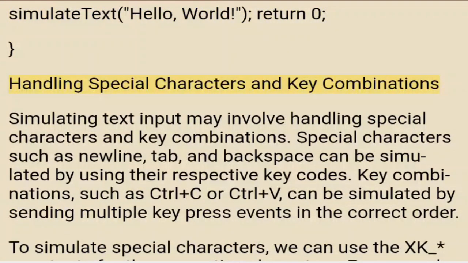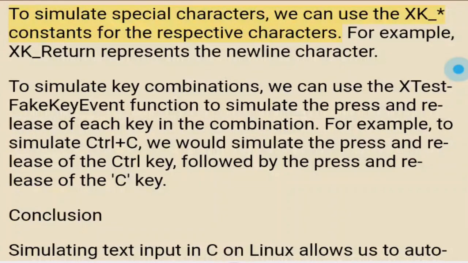Handling special characters and key combinations. Simulating text input may involve handling special characters and key combinations. Special characters such as newline, tab, and backspace can be simulated by using their respective key codes. Key combinations, such as Ctrl+C or Ctrl+V, can be simulated by sending multiple key press events in the correct order. To simulate special characters, we can use the XK_* constants for the respective characters. For example, XK_Return represents the newline character.